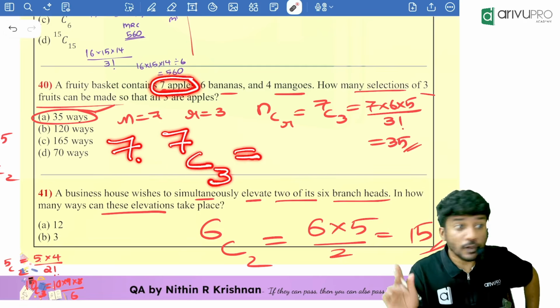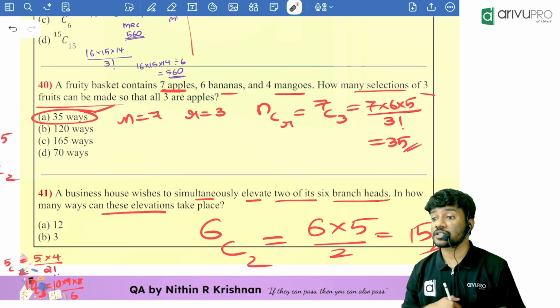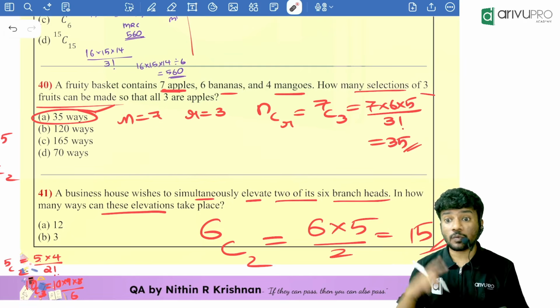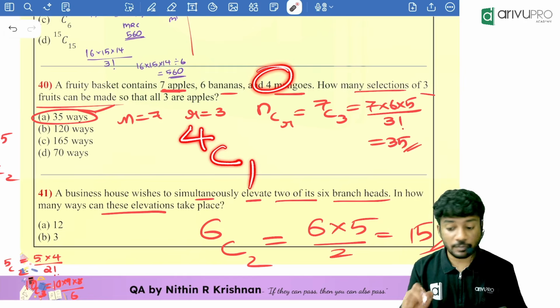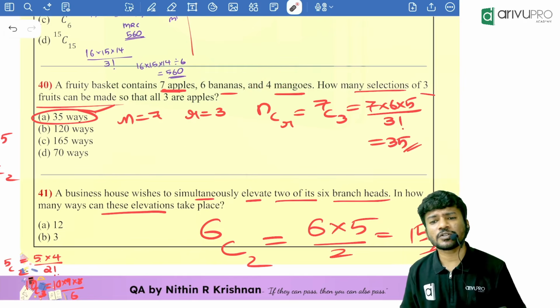Understood, Pujita? If the question is like this, I want to choose 2 bananas from the same basket. How many ways can it be done? 6C2. I want to choose 1 mango from the same basket. 4 mangoes are there in total. From that I am choosing 1 mango. That means 4C1.